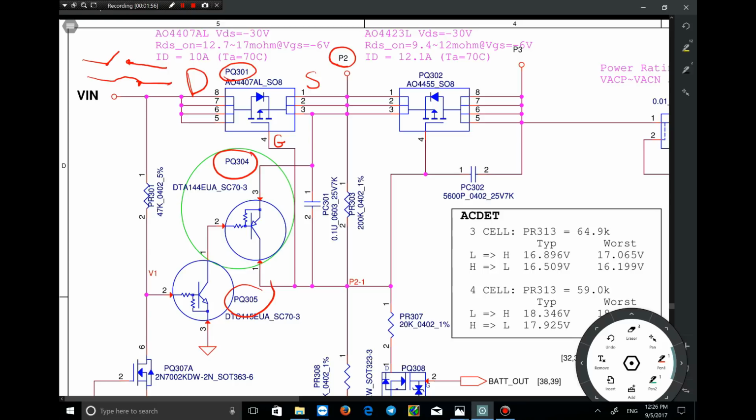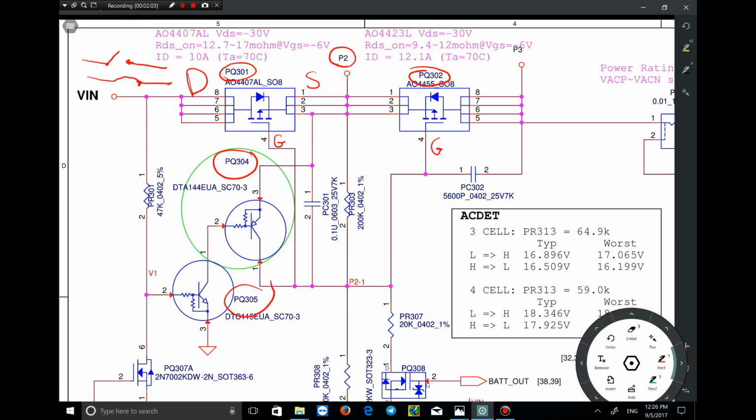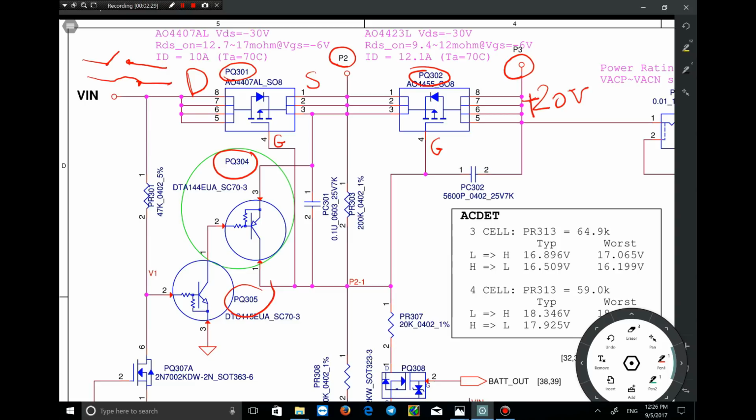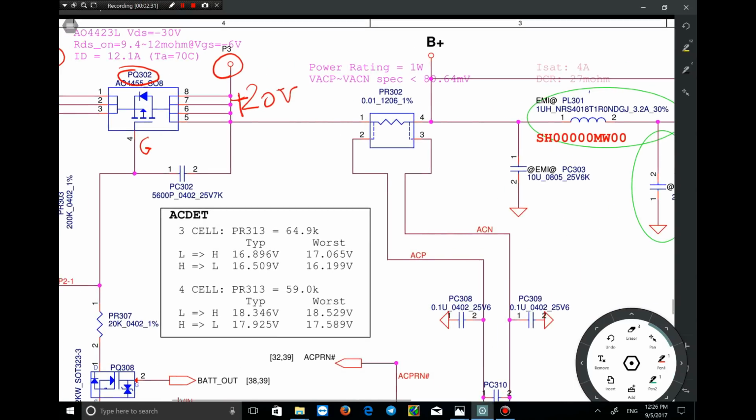At the same time, with the drivers, the gate pin of PQ302 will be activated, and the PQ302 will act as a locked key, and voltage in P3 means 20 volt is here. So by the time of plugging the adapter to the laptop, PQ301 and PQ302 act as locked keys and lead the voltage.